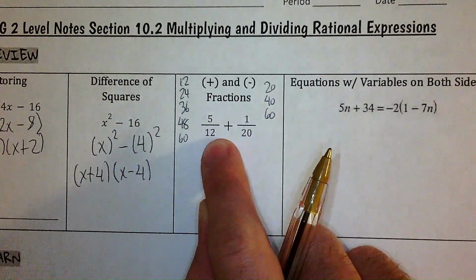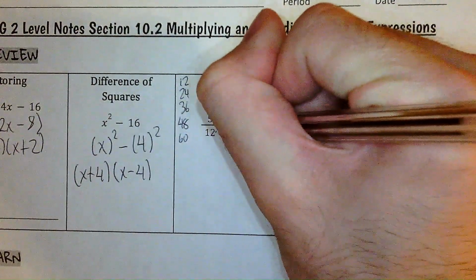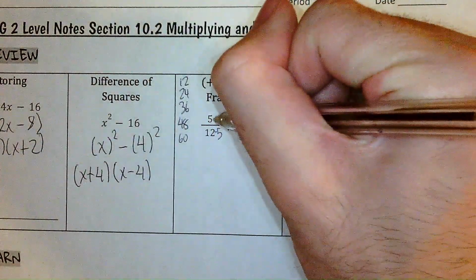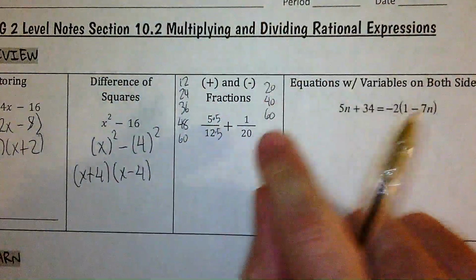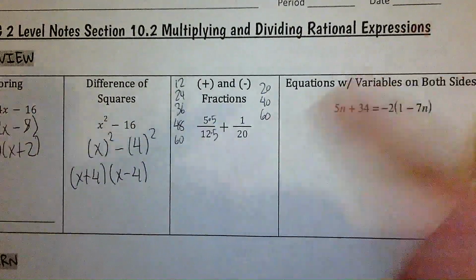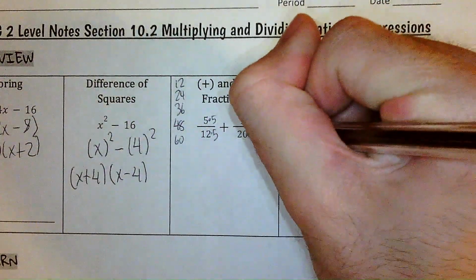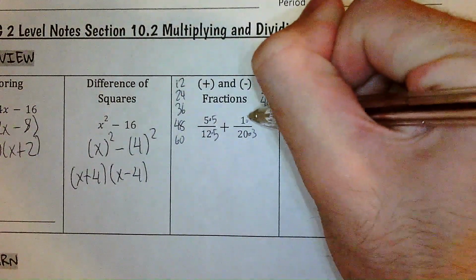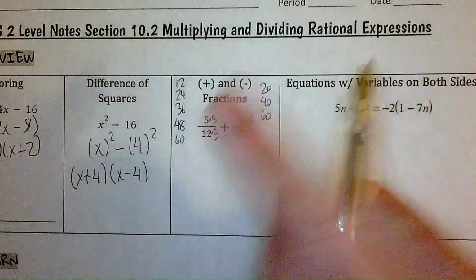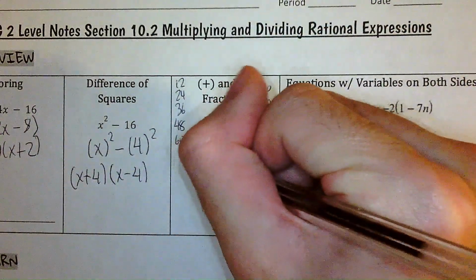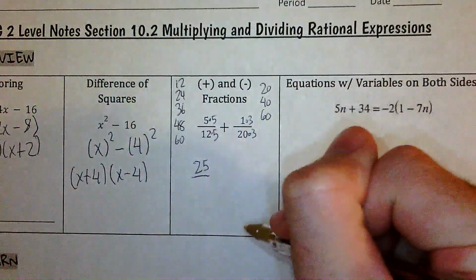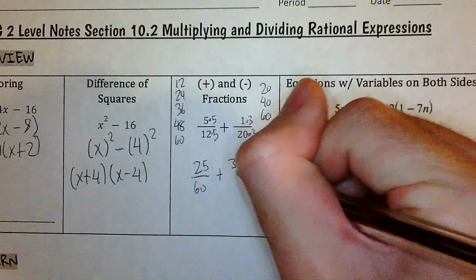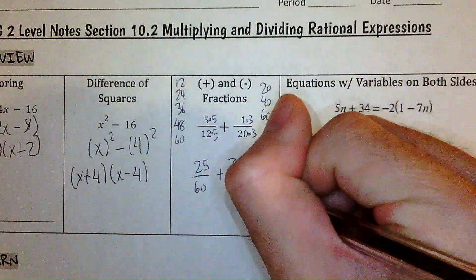In order to get our 12th to 60, we'll multiply by 5. And whatever we do to the bottom, we must also do to the top of the fraction. To get our 20th to 60, we will multiply by 3. And whatever we do to the bottom, we must also do to the top. So our new fractions are going to be 5 times 5, 25 over 12 times 5, 60. Plus, and then 1 times 3, that's 3, over 20 times 3, 60.